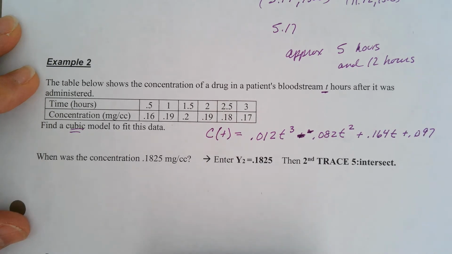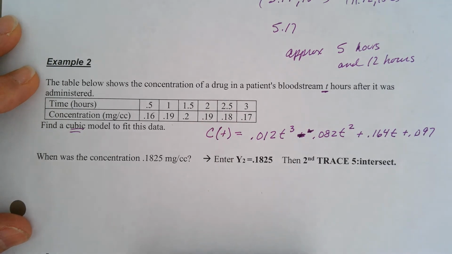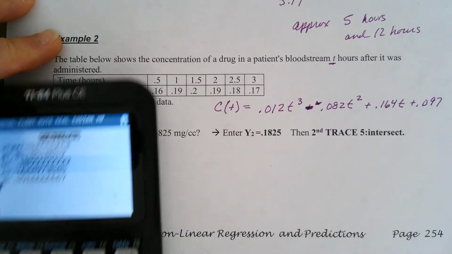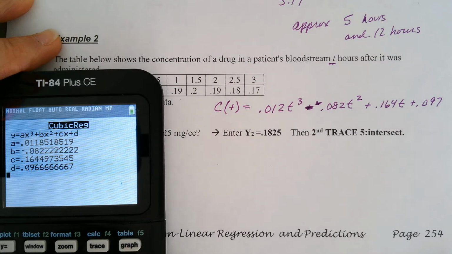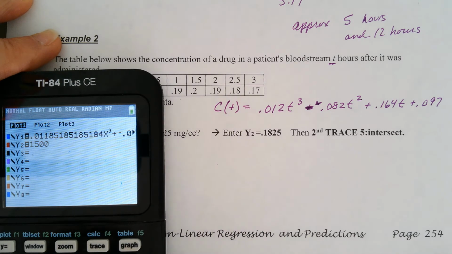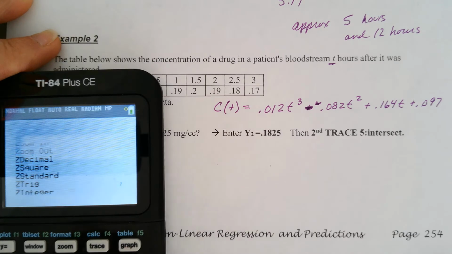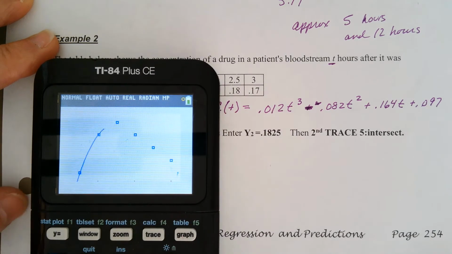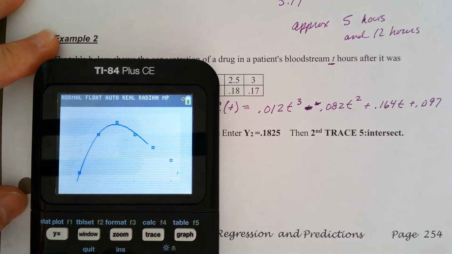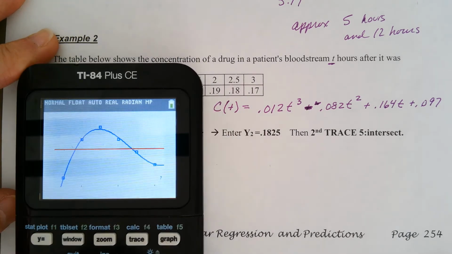One was the concentration of 0.1825. That's our concentration. Go to y equals, and clear out the 1500 from before and put in 0.1825. My scatter plot is still on, so I'll just do a zoom 9. Never changed it from before. Here's our nice cubic.